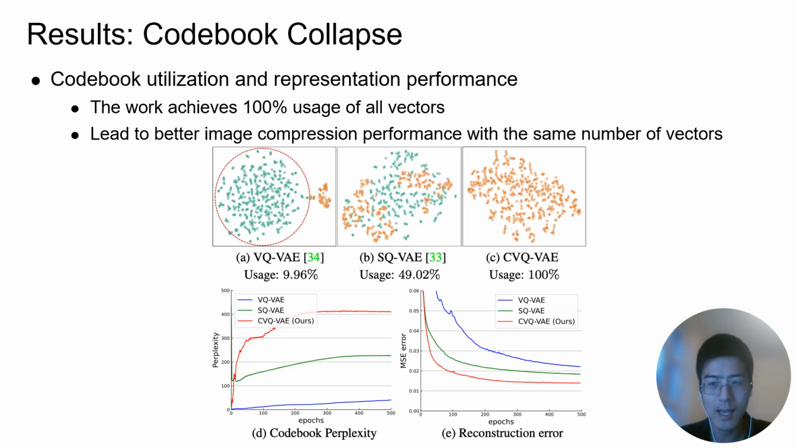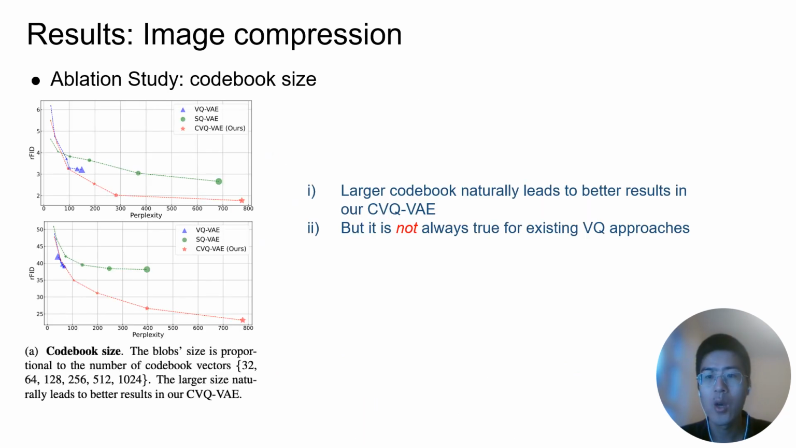After we add such an online reinitialization, our method significantly improves the reconstruction performance under the same setting, and our method achieves 100% usage of all vectors. We make a deep analysis of the codebook learning. First is the codebook size. The larger codebook naturally leads to better results in our CVQ-VAE, but it is not always true for existing VQ-VAE approaches.